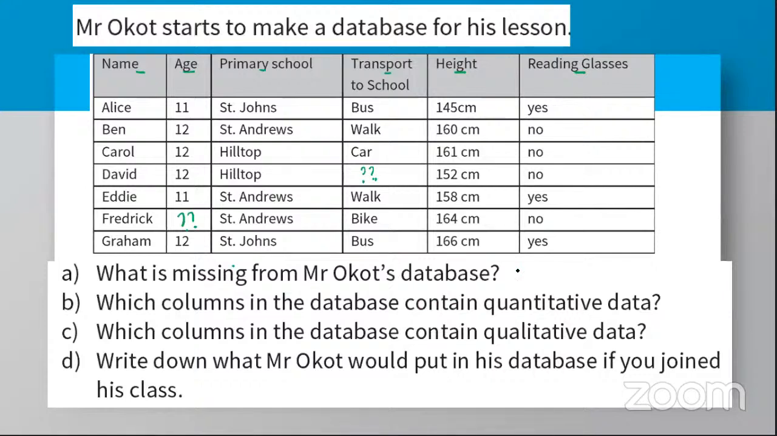Next, which column contains quantitative data? From our explanations, which column contains quantitative type of data? Miracle hasn't spoken today. Yes, Miracle. Teacher, the age column. The age column? Yes, this one is quantitative. So only the age? No, and the height. The height is also quantitative. Do we have any other? No. Why do you say so?